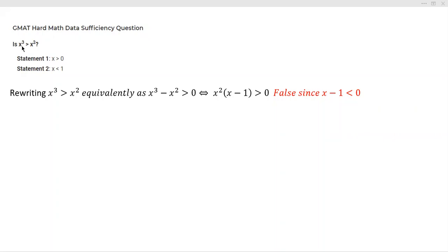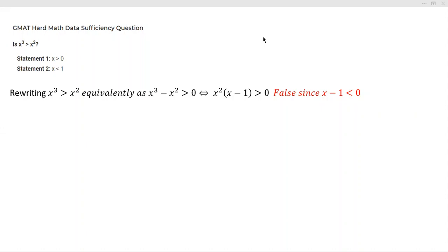would say, well, sure, x cubed is always greater than x squared. For example, if x were 4, x cubed would be 4 times 4 times 4, which is 64, which is greater than 4 times 4, which is 16. However, there are exceptions, and this problem turns out to be one of those exceptions.